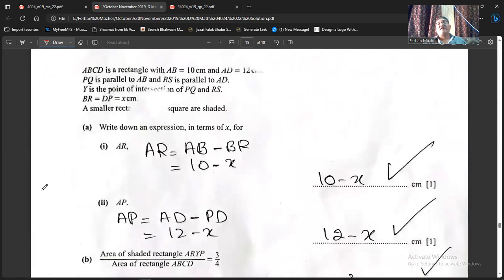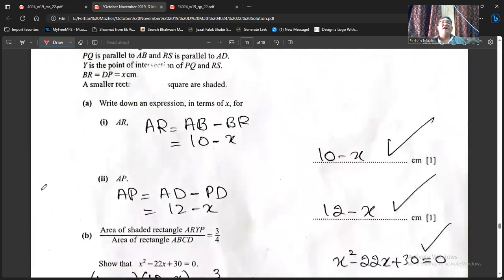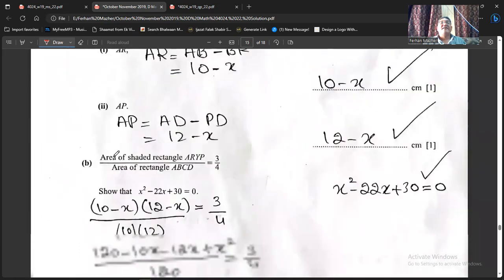The first question they are asking is AR. AR will be equal to AB minus BR. AB is 10 and BR is x, it is given. So 10 minus x is that expression. Then we have to write that expression for AP. AP is equal to AD minus PD. AD is 12 and PD is x, so it will be 12 minus x. Very simple.